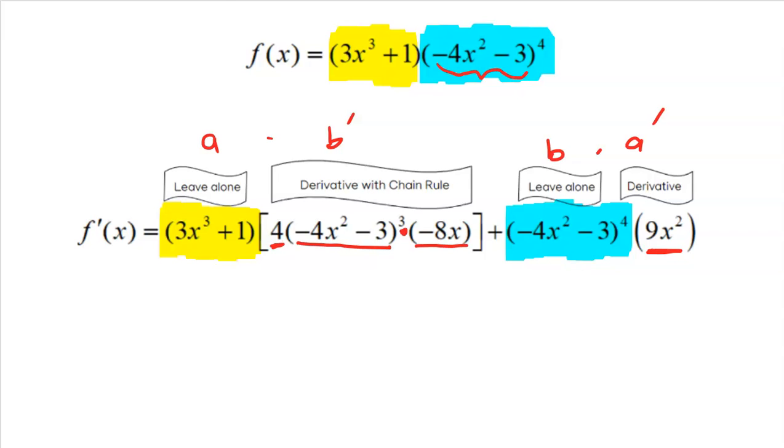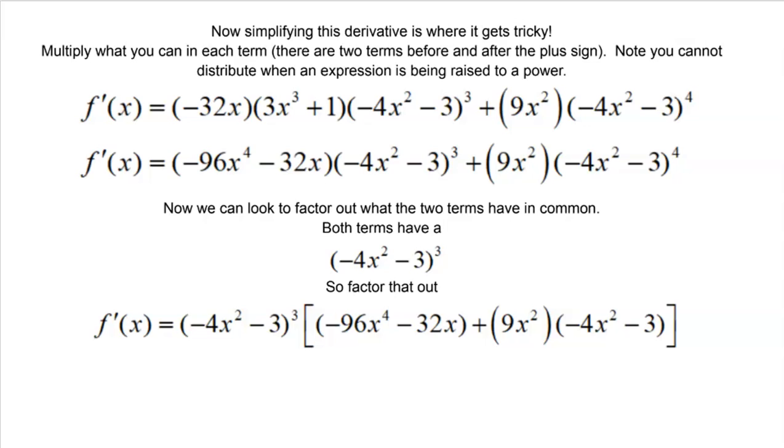And again, the big part I want you to see is how I use the chain rule right here inside of the product rule. Now, I got to be honest, the most difficult part, the tricky part, comes with simplifying this. So the first thing I did was I said, all right, let me multiply what I can in each term. Again, the terms are anything separated by this plus sign. So I do have two terms, one on the left and one on the right of the plus sign.